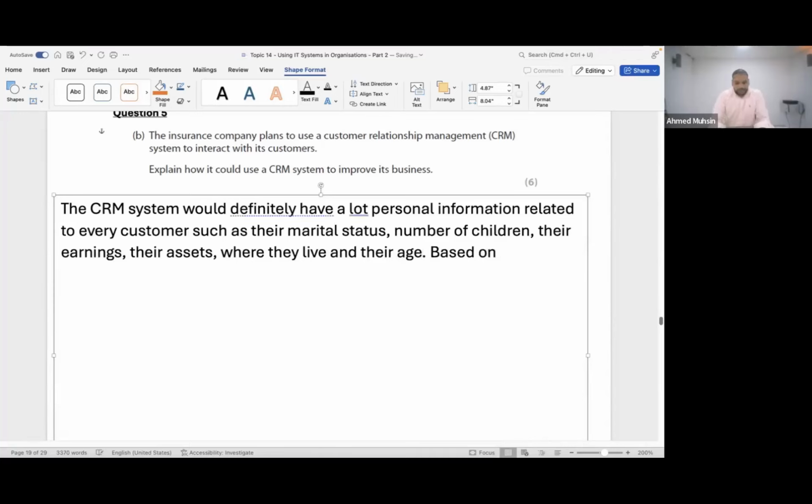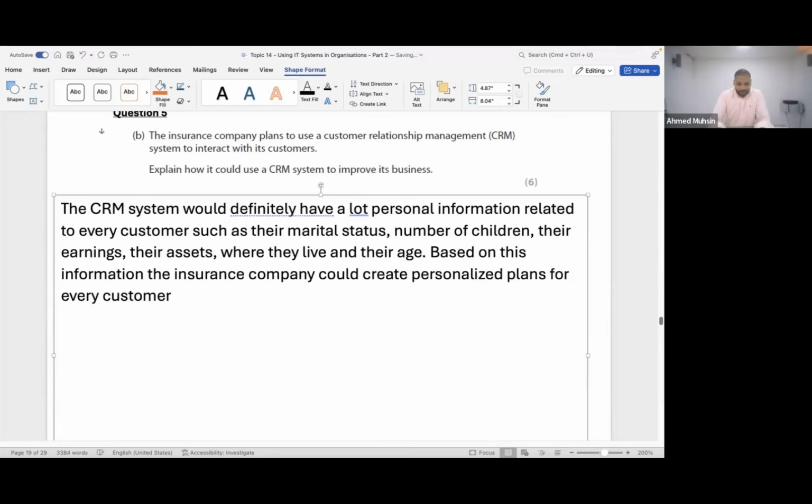Based on this information, the insurance company could create personalized plans for every customer. You're not just giving general insurance plans, you're giving personalized plans based on the number of children they have, based on their age, based on the assets they own. Okay, right.